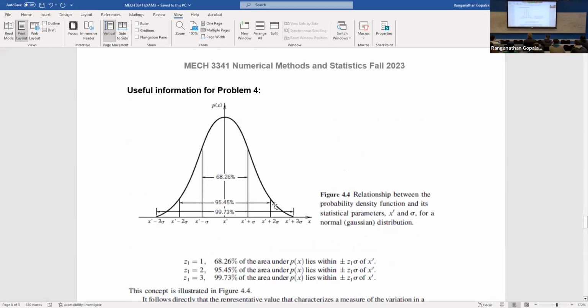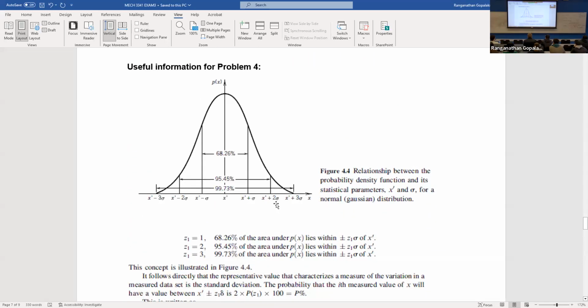So what is Gaussian distribution? Quick snapshot of the bell curve, and within one standard deviation is 68%. We'll see that today. Within two standard deviations is approximately 95.5%. So all that is given to you, sort of like a refresher.